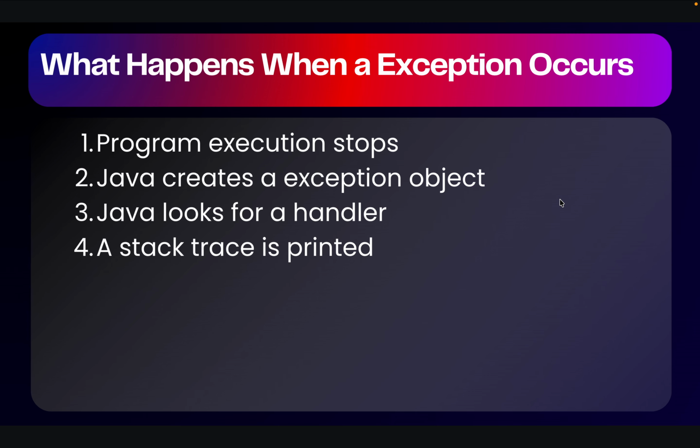So what should you do when you run into an exception? Pretty much what's going on in the background is all of your program will stop immediately once it hits that exception. And basically what happens is Java will create an exception object, and then it will also look for a handler. Once it does those two things, something called a stack trace is printed. Now I know some of these terms are new to you, and we're going to go ahead and look at those now.